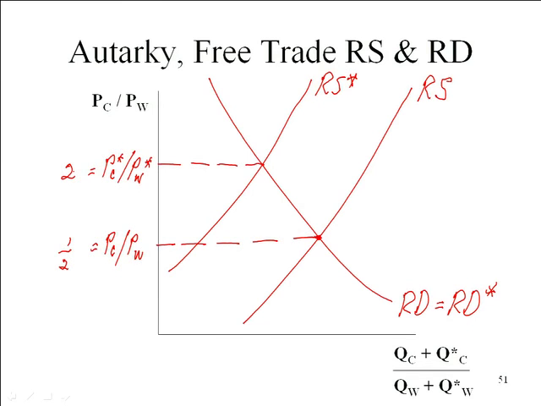Now, we open it up to international trade. What happens? Well, same price pressures are going to occur. Portuguese cloth makers are going to want to sell cloth in England, raising the price of cloth in Portugal and lowering the price of cloth in England. English winemakers will want to sell some of their output in Portugal, so wine prices will fall in Portugal and rise in England. So the relative price will fall till we get to some level of world price.